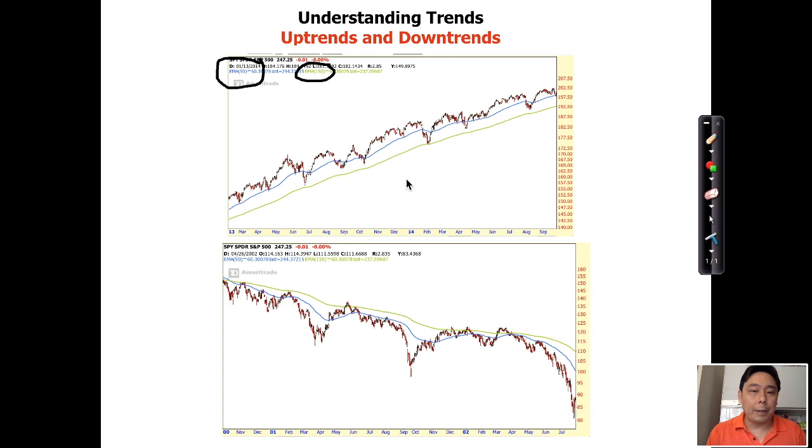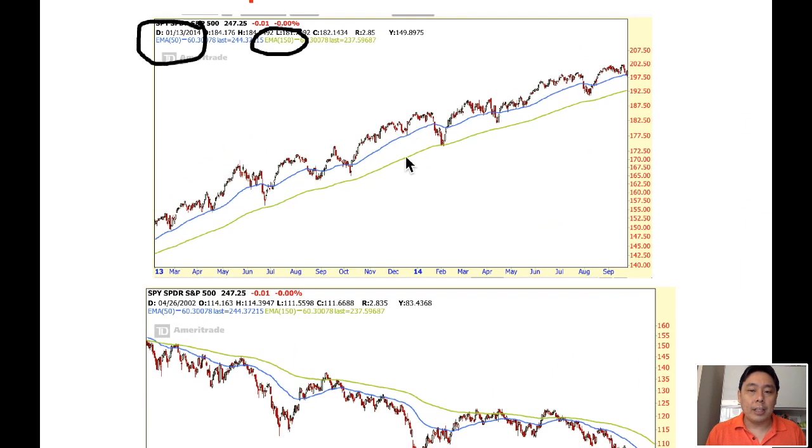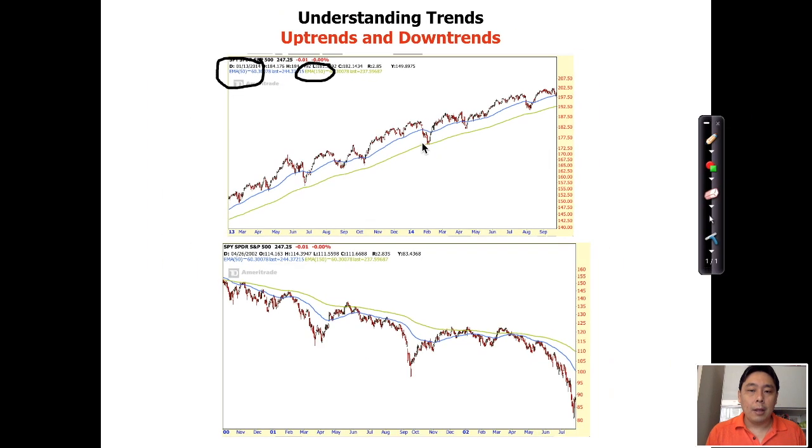So you can see over here, when the 50 moving average, the blue line, is above the green line, it's on a very clear uptrend. That's a signal of an uptrend, okay? So whenever the 50 is above the 150, you want to go long, you want to buy, you want to stay long.